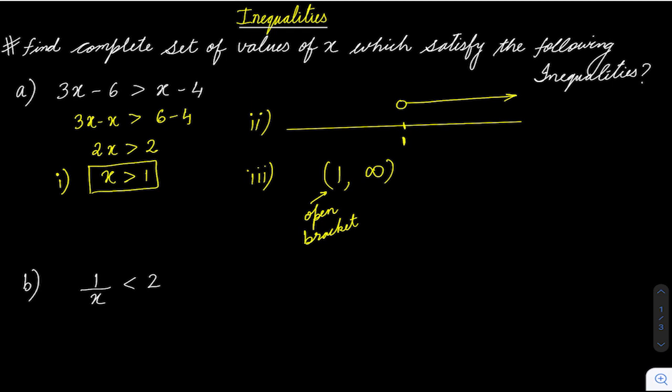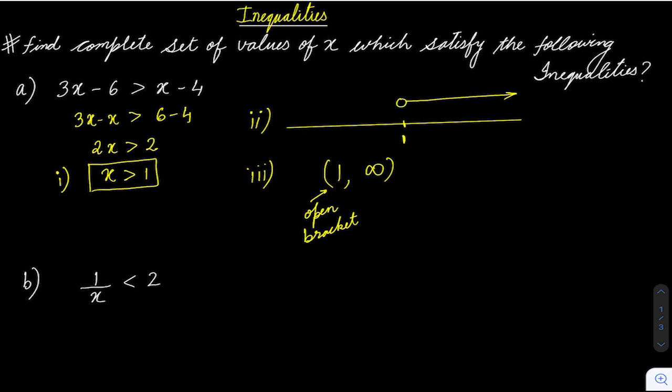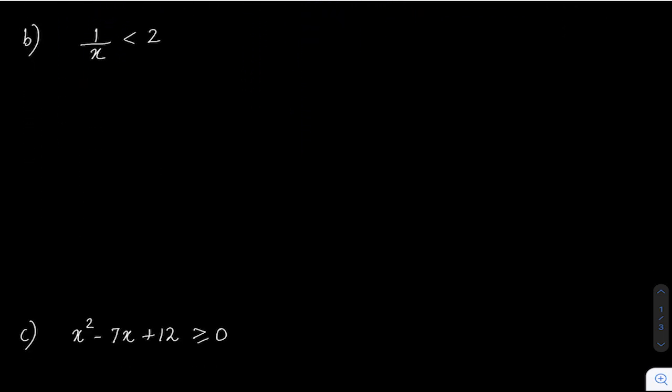If 1 is included, then we will use a square bracket like this. This is also known as a closed bracket. A closed bracket means this value is included. But anyway, in this question, it's open. So these are the three ways you can represent your answer. Okay, let's move forward now.